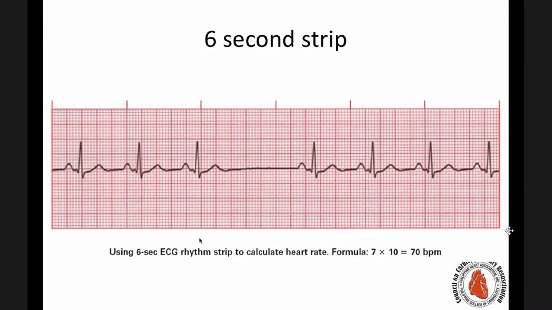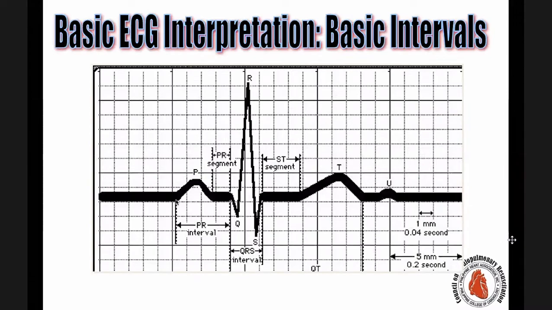So the PR interval, I already said this: when we say PR interval, it's from the beginning of the P wave, and it should be less than 200 milliseconds. The QRS complex or QRS interval is from the beginning of the Q to the end of the S, and it should be less than 120.